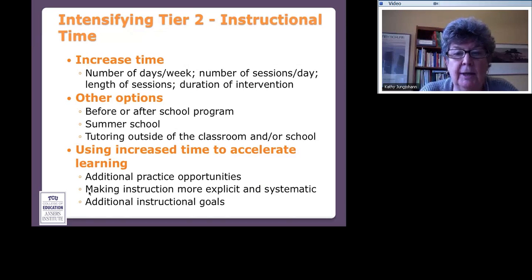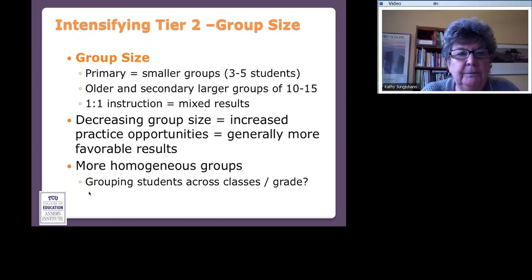If you are going to increase instructional time, it's very important that you use the instructional time not to teach what you've been teaching or the same amount at a slower rate, but that you're providing additional practice opportunities to students and that you're making instruction more explicit and systematic, or you're adding additional instructional goals. So we want that increased time to be utilized in ways that are going to benefit students and move them closer to grade level standards.